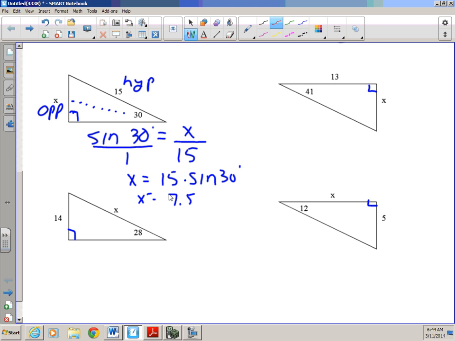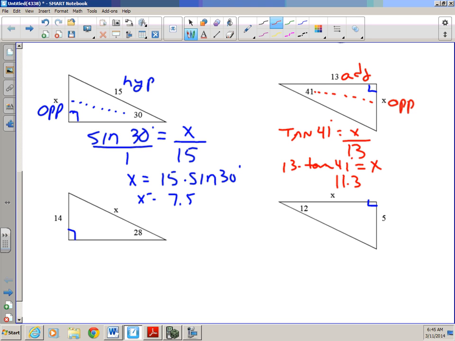We go to the next example. We start at 41 degrees. We see that this is opposite. We see that this is adjacent. So now we know we're talking about the tangent function. Tangent of 41 is opposite over adjacent. We cross multiply to get 13 times tan of 41, and we find that to be 11.3. Okay? And actually, for rounding to the nearest hundredth, let's see. I'm just going to do to the tenth here for now.